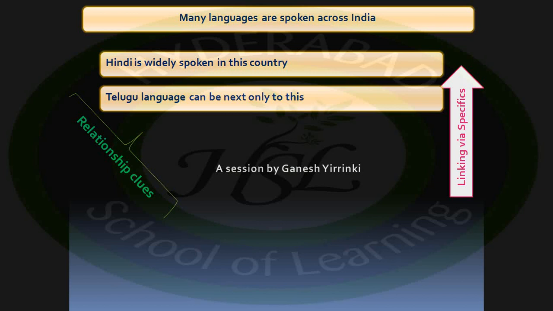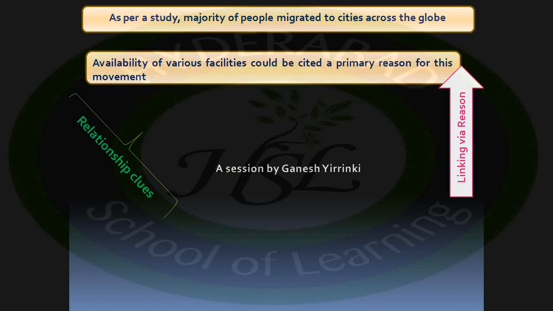Can give further specific details about the first two also. So you need to understand which sentence is a broad one, and which sentence is giving specific details about the broad sentence on the top. That can also be thought of as a second sentence in a paragraph.